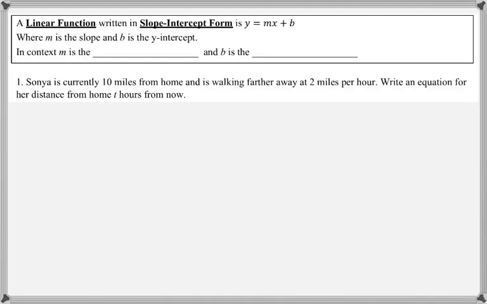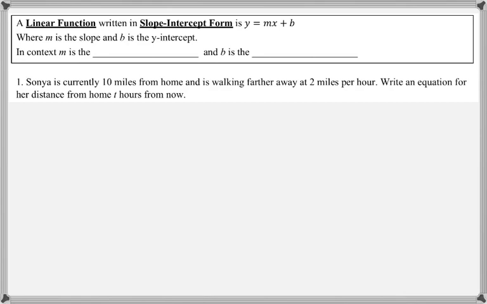In section 2.3, this is modeling with linear functions. So we're taking the linear functions and using them for word problems or for applications. So most of the time we still want it to be in slope-intercept form. And again, m is the slope, b is the y-intercept.